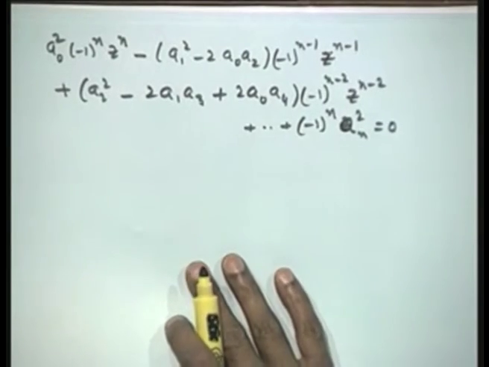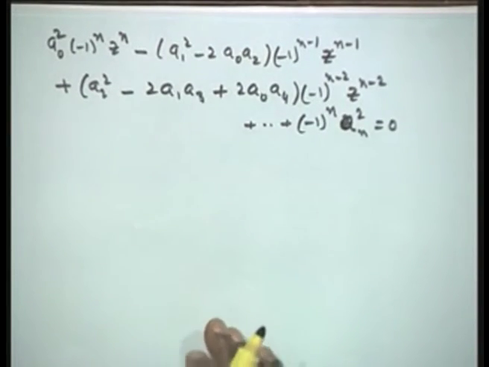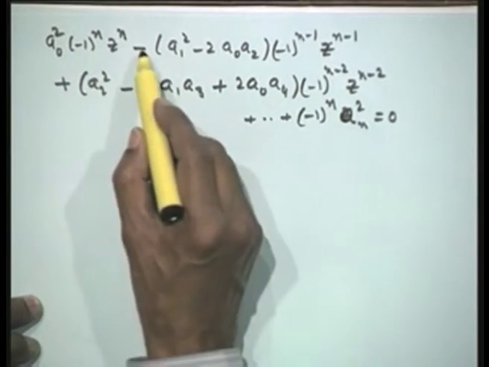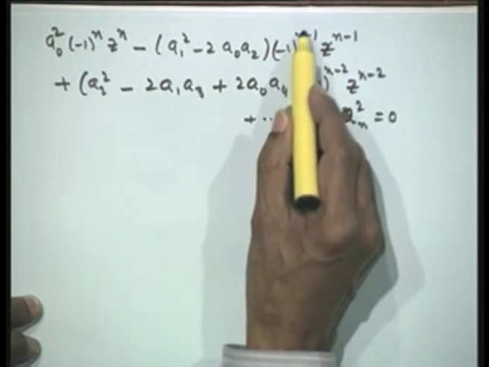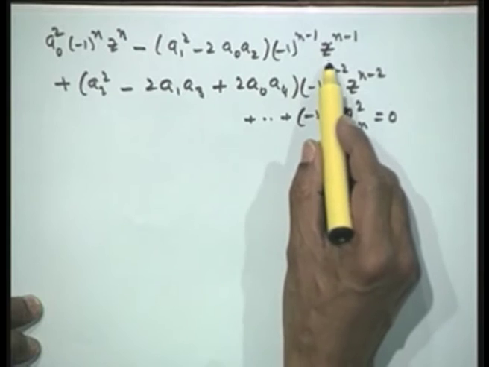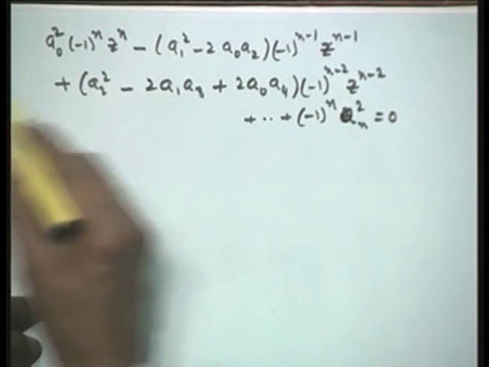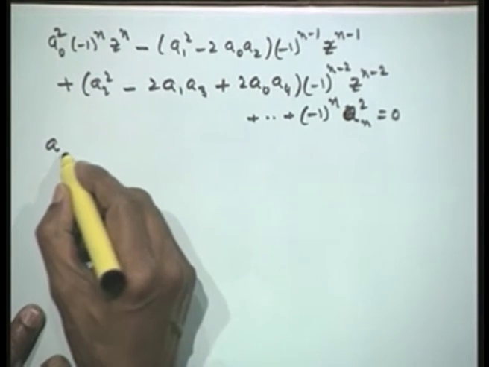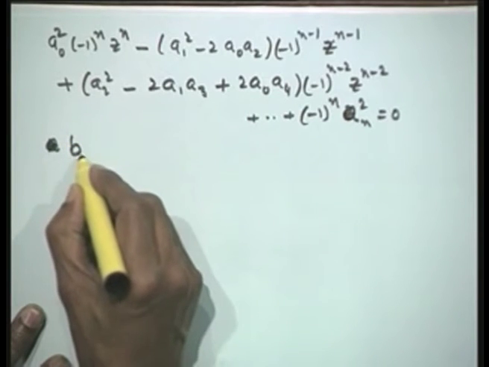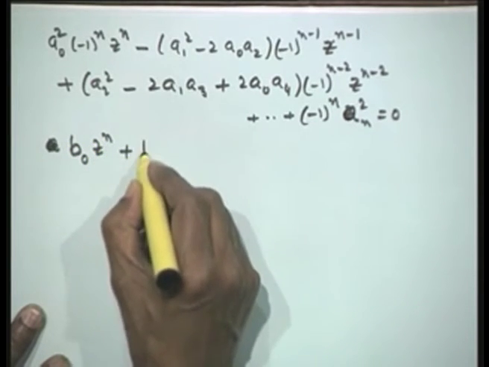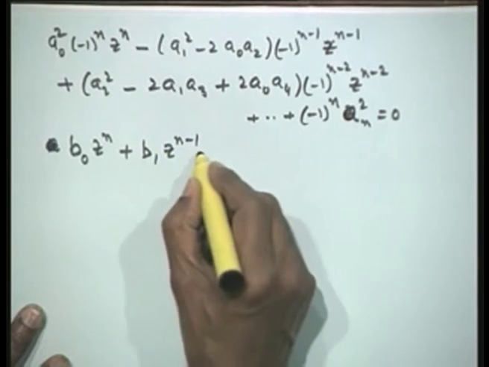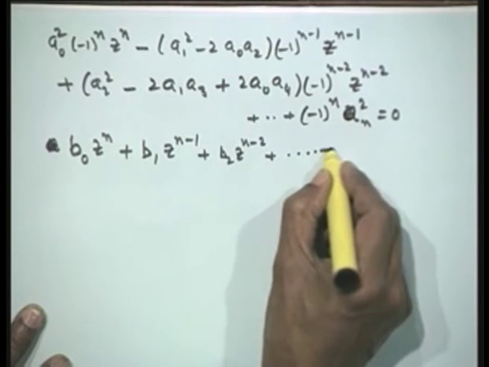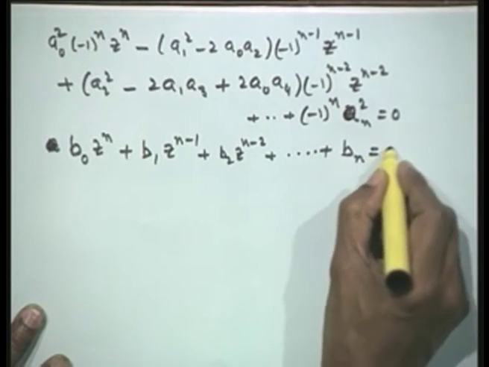So let me remove this now. Now I can remove minus 1 to the power of n throughout. You can see this minus 1 combines with this to become minus 1 to the power of n, which is common throughout. So I can remove that and write this, using a notation b naught, as b naught z to the power of n plus b1 z to the power of n minus 1 plus b2 z to the power of n minus 2 plus and so on, bn is equal to 0.